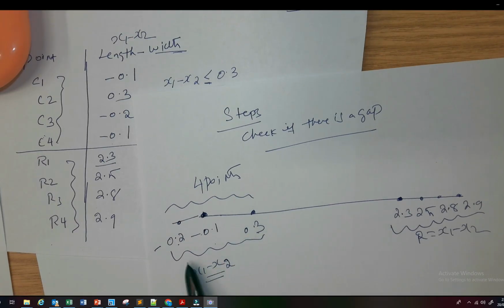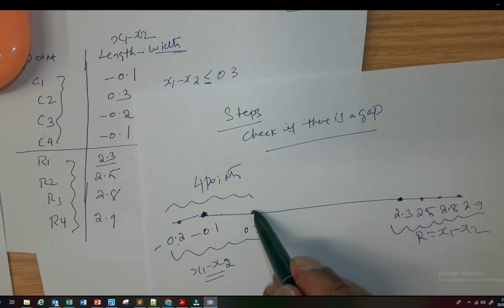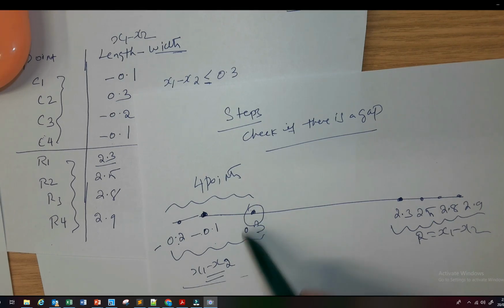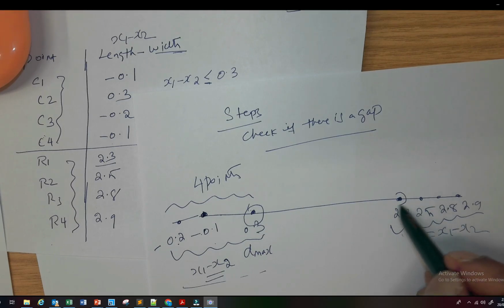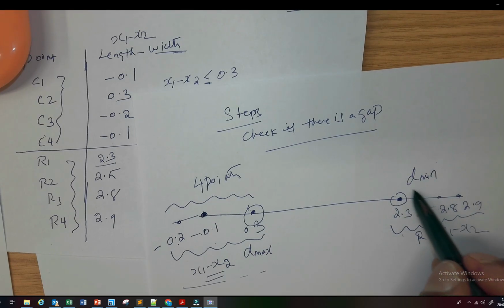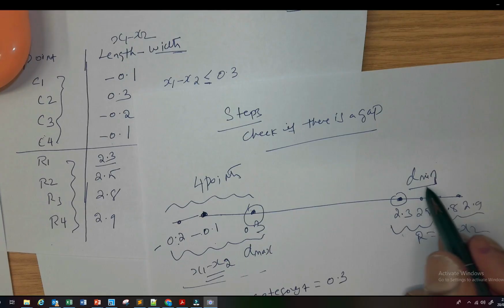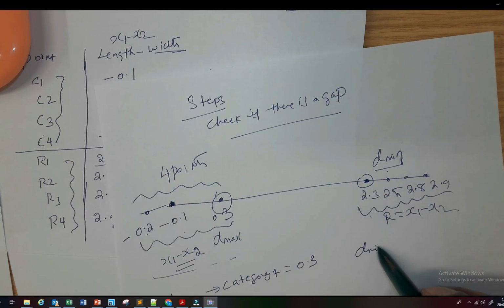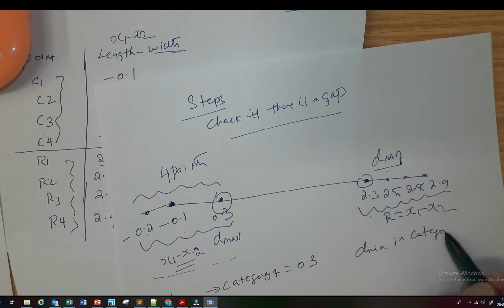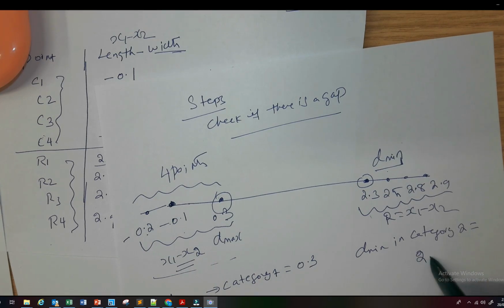So what can we say here? In this case, we can take this point. This is the maximum in category 1, isn't it? So 0.3, let's call that D max. And then here 2.3, we can label it as D minimum. This is the minimum in category 2. So D max in category 1 is equal to 0.3, and D minimum in category 2 is equal to 2.3.